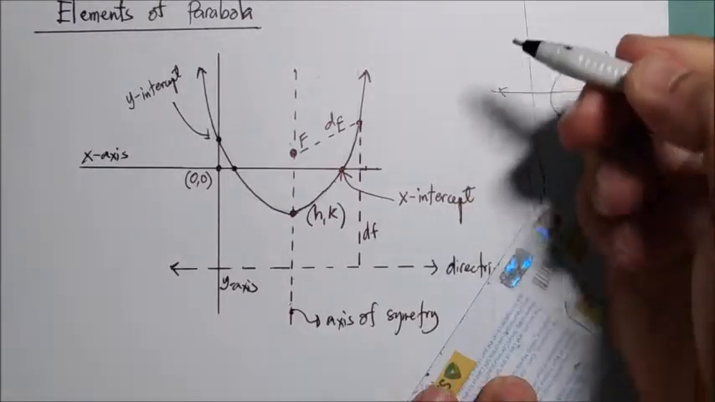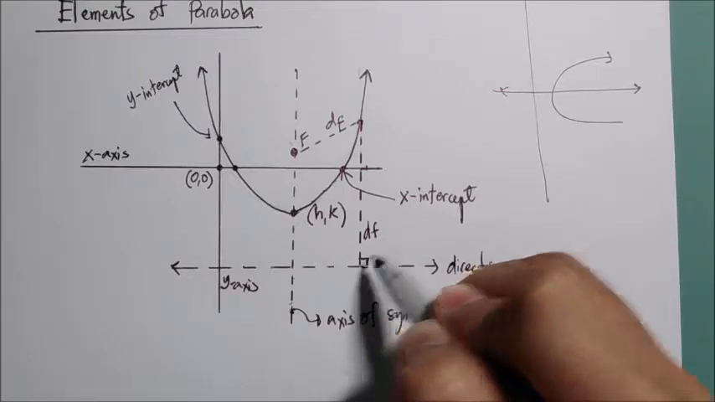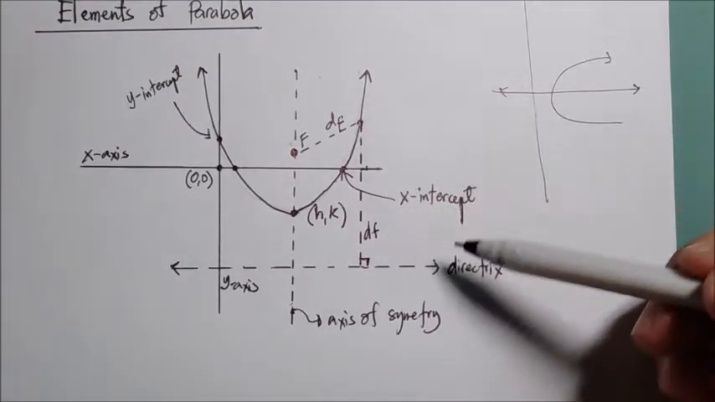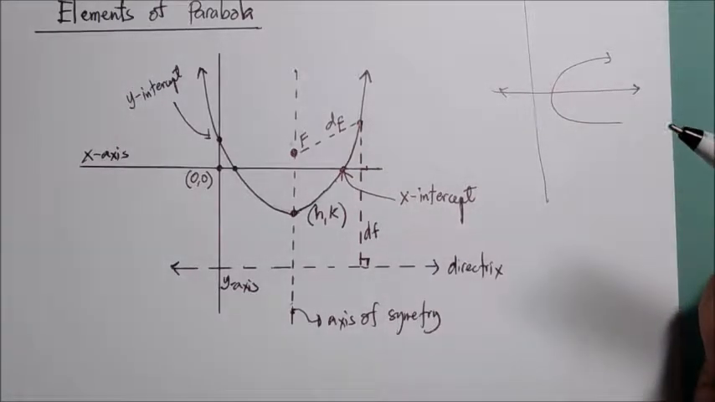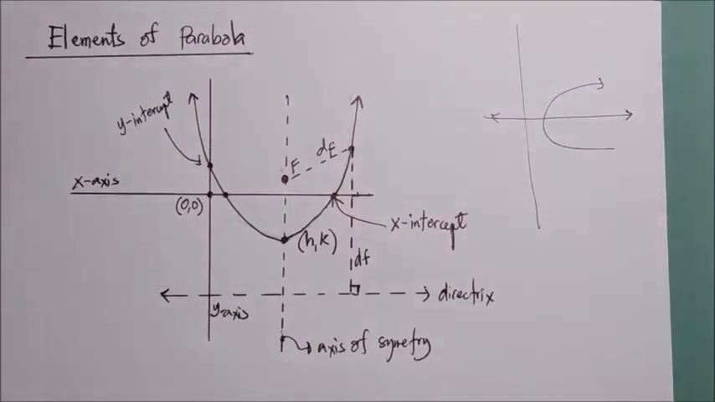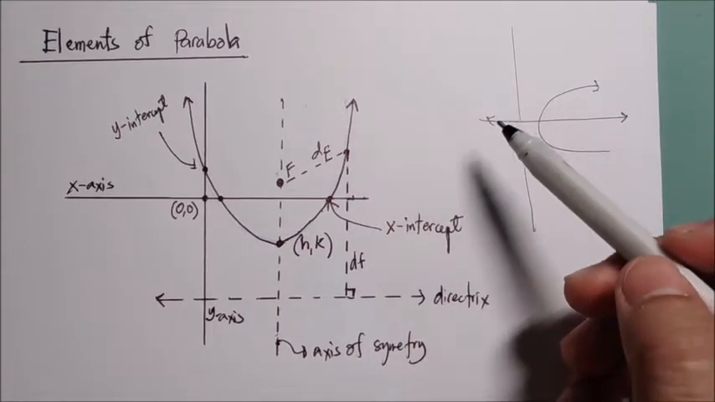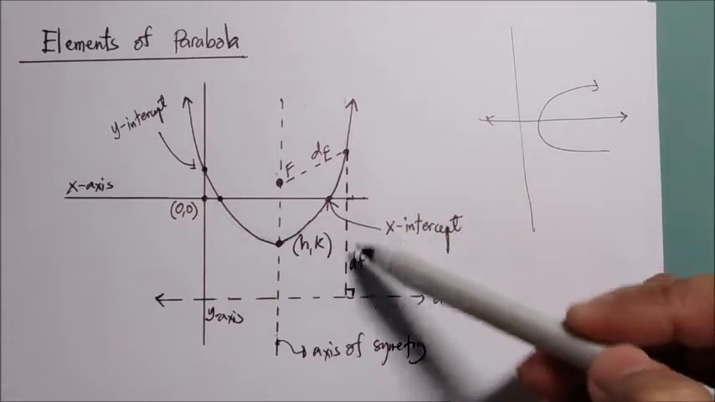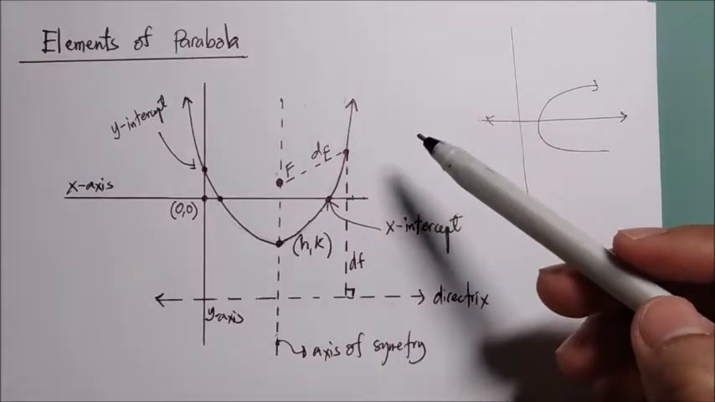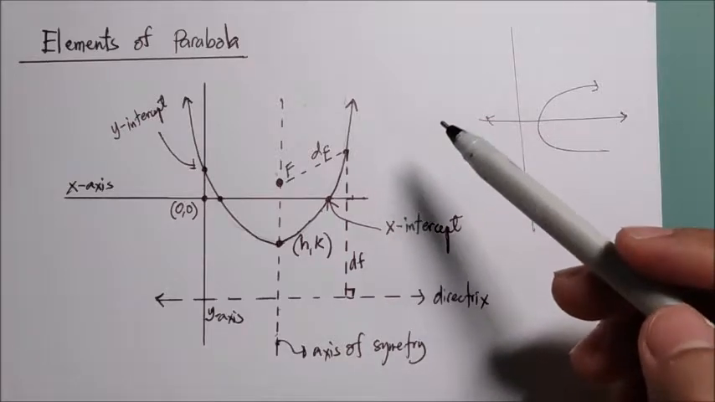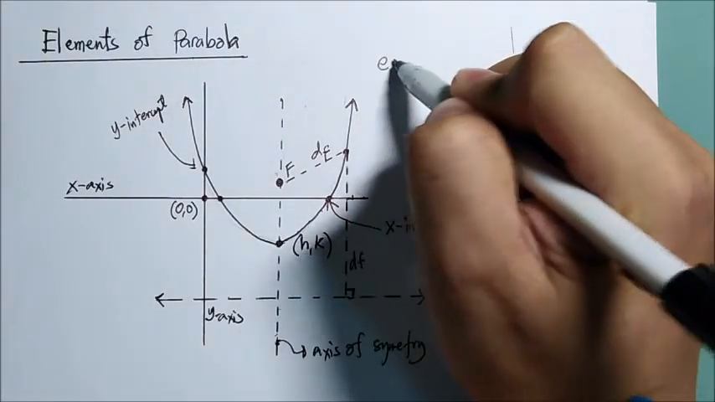Let's denote it as df. And this is a perpendicular line, because the shortest distance from a point to a line is the one perpendicular to it. So that makes it a parabola. That's the most important property of a parabola, that these distances are the same. Although in our figure they seem not to be the same, if we graph a correct parabola, we will find that this distance is the same as this distance. That's why the eccentricity of a parabola is equal to 1.